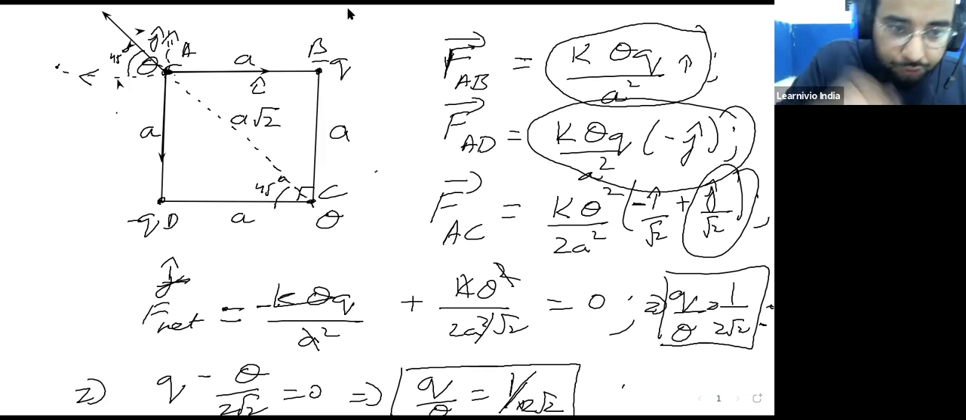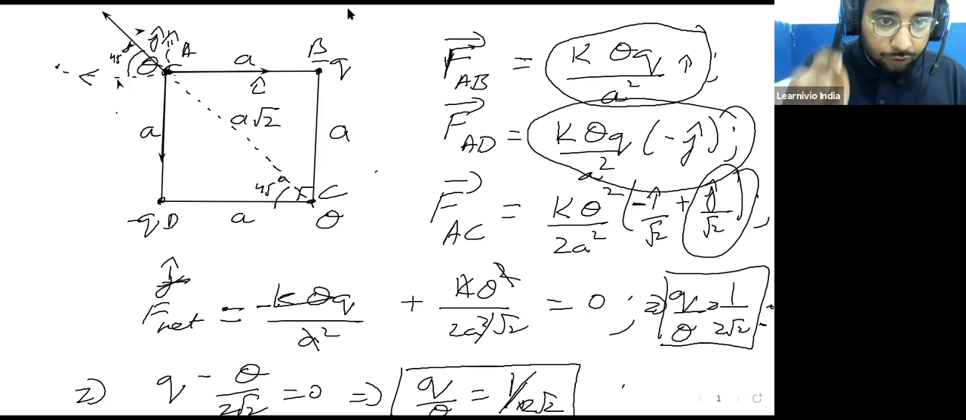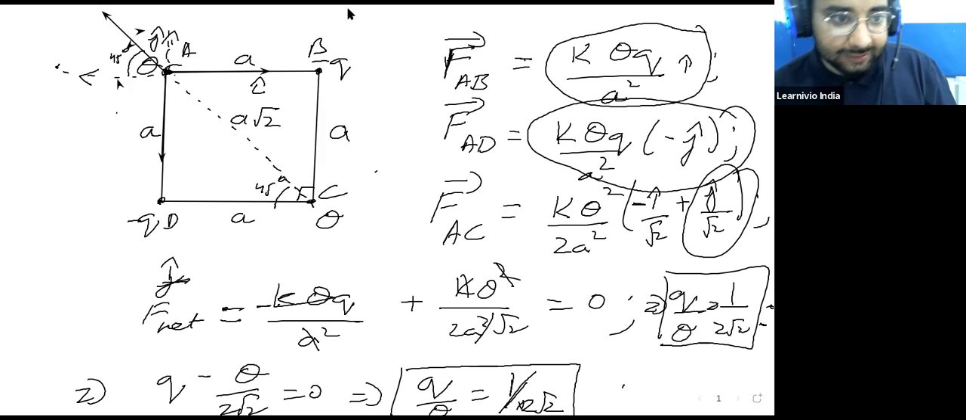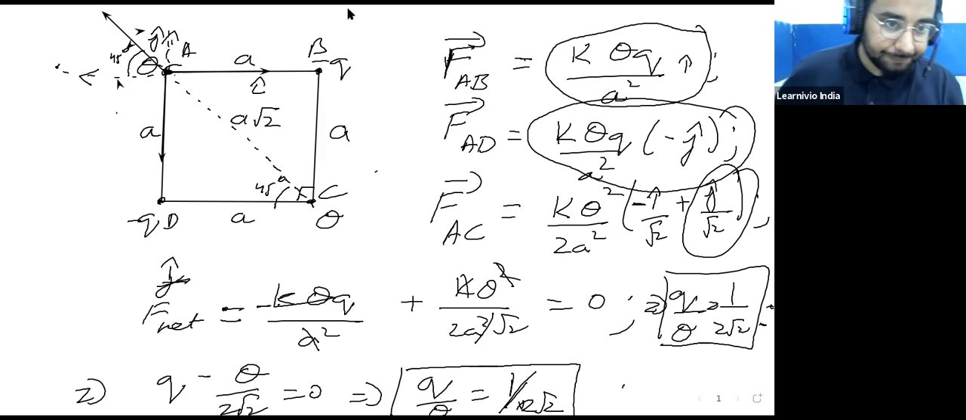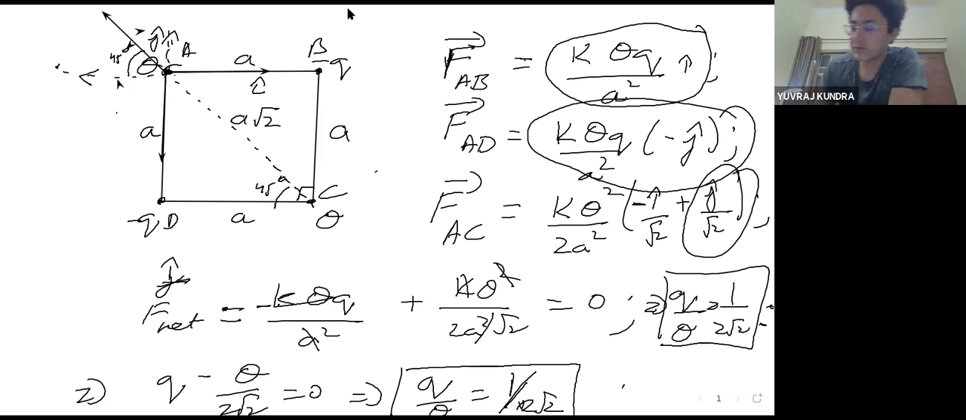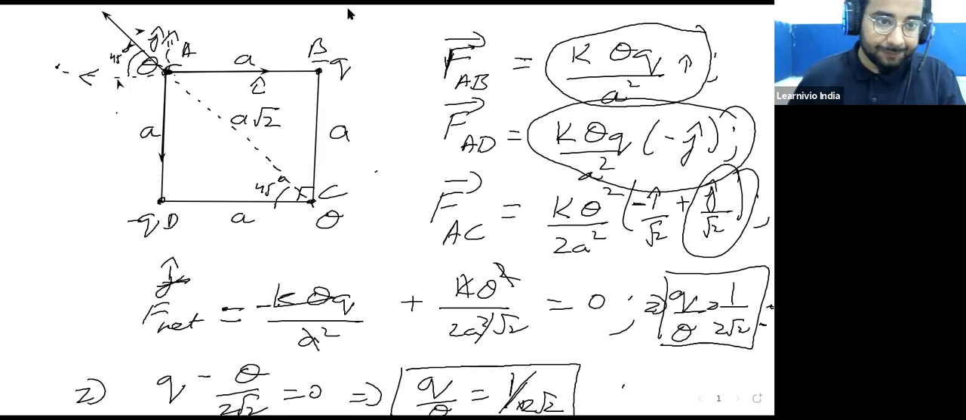Now, could you do all of this again for small q, for let's say the charge at B, this exercise that we did? For point B, yes, absolutely.